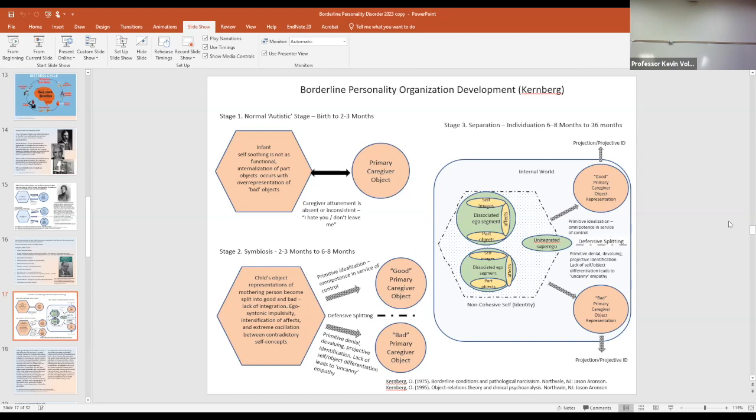And then what happens is these good object representations are projected out, either through projection or projective identification, out to actual people in the world: you, the therapist, other people in the person's life. Also, the bad primary object representations are projected out into people in the world, right? And this creates the unstable interpersonal relationships and the cycling between these things. Right? And this stuff floating around here, all unintegrated, right?